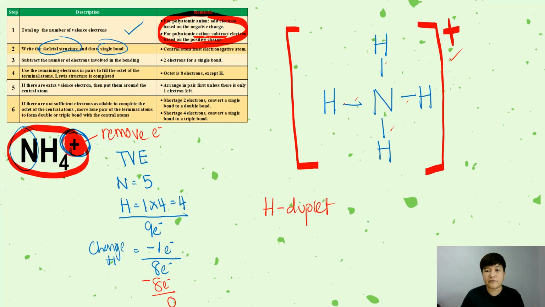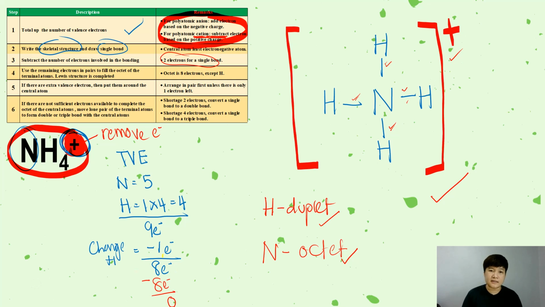You can see every hydrogen holding 2 electron in the bond, 2 electron in the bond, and 2 electron in the bond. Every single bond is a 2 electron. And nitrogen achieve octet. Obviously, because you have 4 single bond around it, and every single bond holding 2 electron. 4 times 2, 8. So hydrogen duplet, nitrogen octet, and that is the correct structure of my ammonium ion, NH4+.